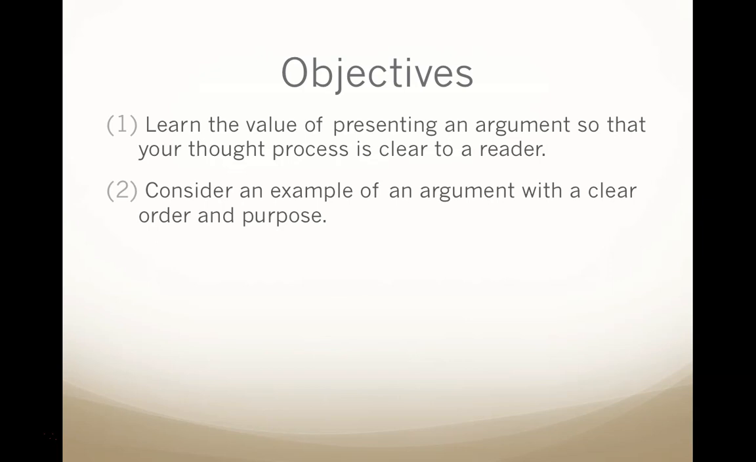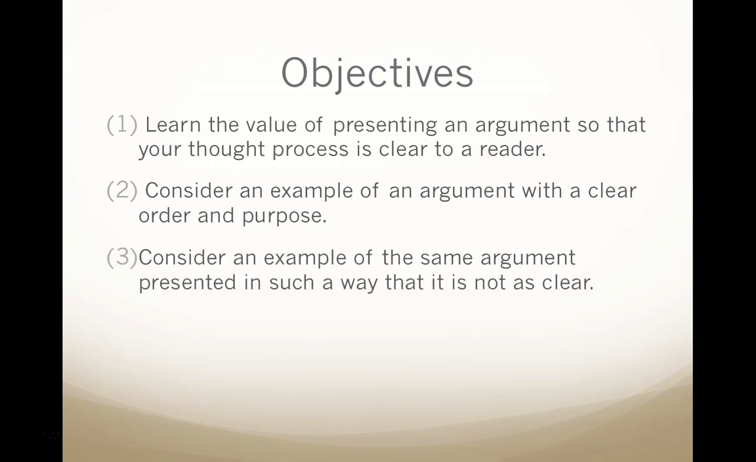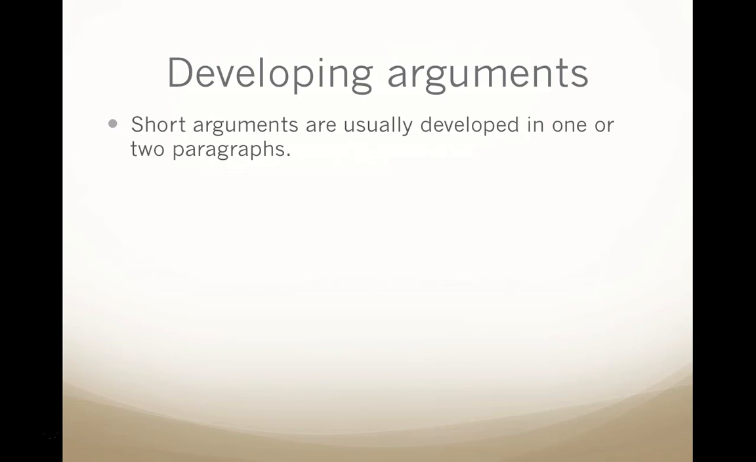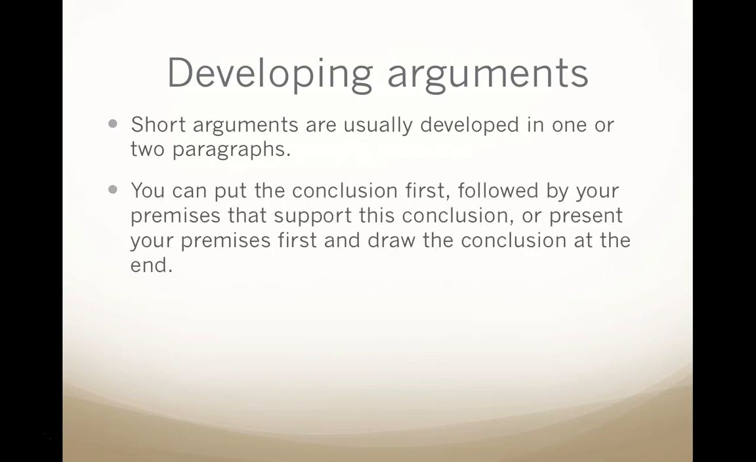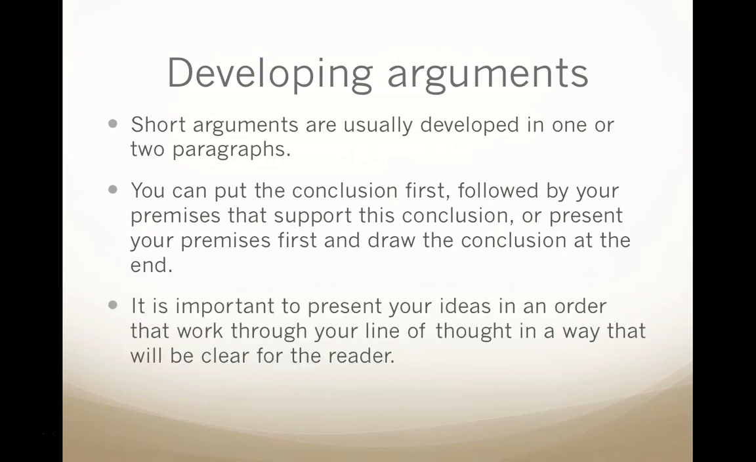Then, you get the opportunity to consider an example of an argument with a clear order and purpose, as well as an example of the same argument presented in a way so that it's not so clear. Short arguments are usually developed in 1 or 2 paragraphs. You can put the conclusion first, followed by your premises that support this conclusion, or you can present your premises first and then draw the conclusion at the end. It's important to present your ideas in an order that works through the line of thought in a way that's going to be clear to the reader.